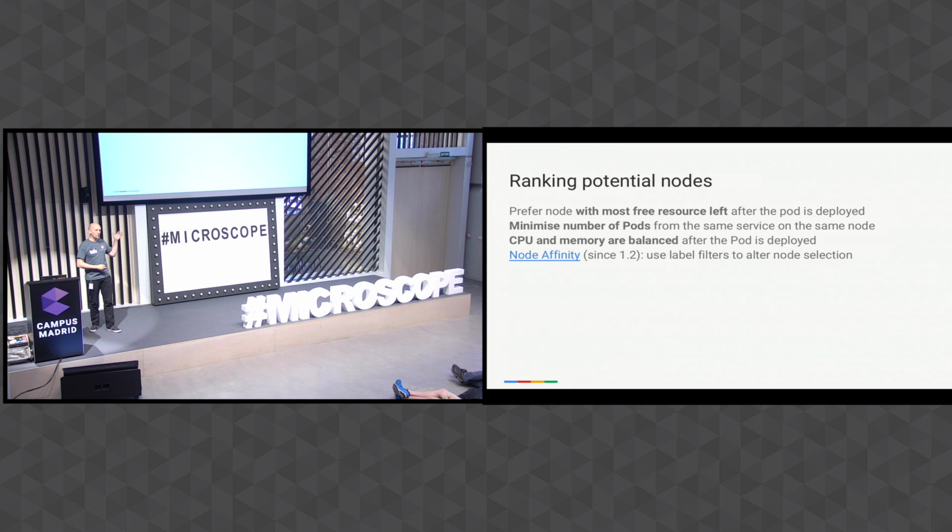CPU and memory, Kubernetes is going to try to keep them balanced. And since Kubernetes 1.2, you have node affinity. You can mark where you want your pods to be deployed. And in Kubernetes 1.3, it's expected to have node anti-affinity. Like, I don't want my pods to be here. In general, the default scheduler works fine as it is, so you shouldn't have to spend too much time configuring this.